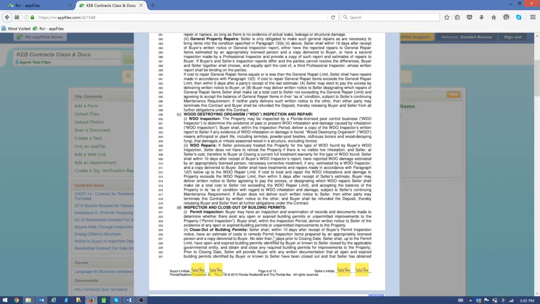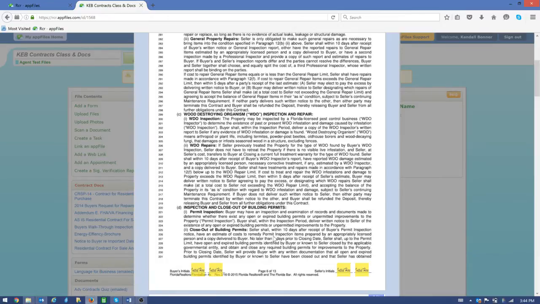Or either party may cancel if the buyer does not deliver any notices to the seller. So notice the seller doesn't just have the right to make all the repairs, even above the limit. Basically, they leave it up to the buyer. And the point is that it's up to the buyer to say, well, hey, I'll pay the excess, or I'll accept the damage as is.